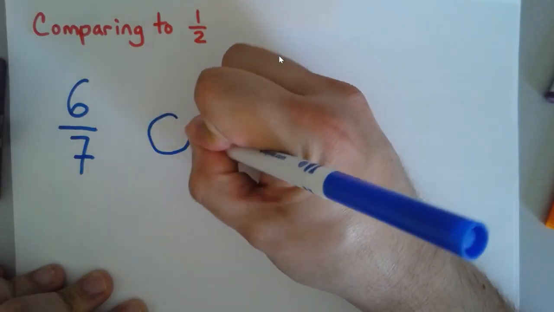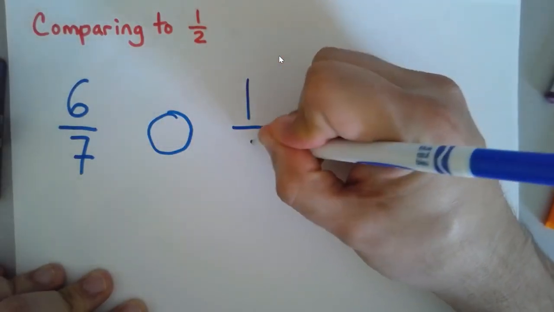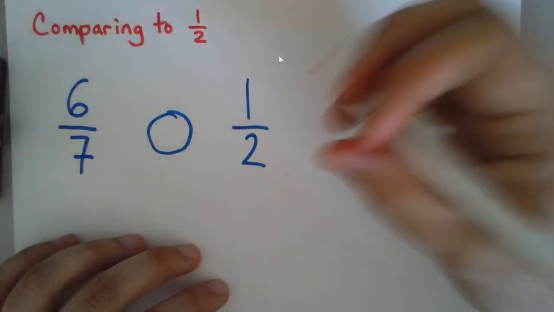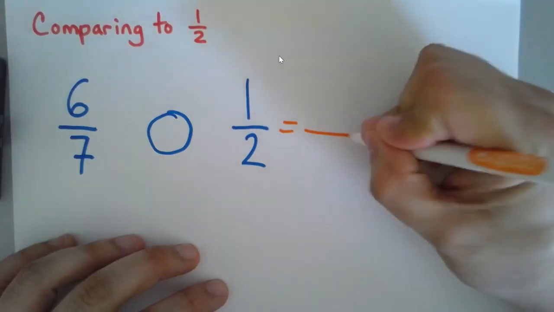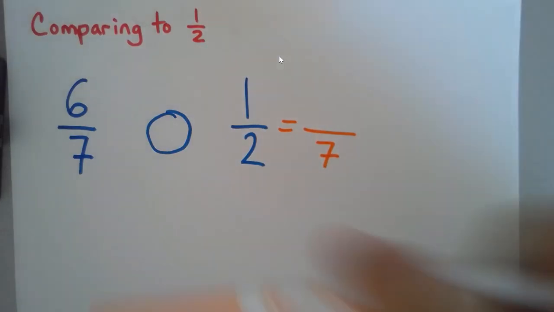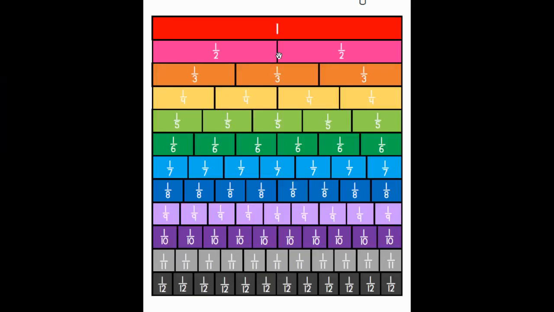6/7 compared to 1/2. Again, I'm dealing with some odd number denominators. Let me take a look right over here, because I still need to find a fraction that's equivalent to 1/2 with a denominator of 7. This is going to be another one of these weird ones. It's always going to be a weird one when you're dealing with an odd number denominator. So let's take a look.